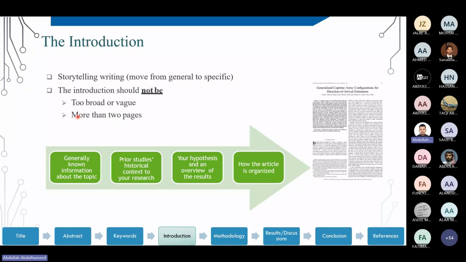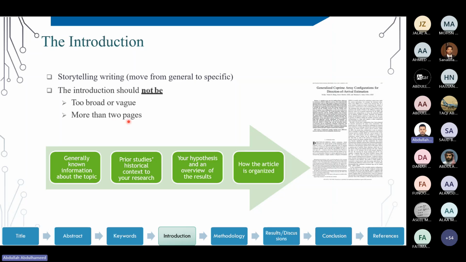The introduction should not be too broad or vague, and also not more than 2 pages. This is very important. If your introduction is too broad, it is like you are writing a book, or maybe an article in a newspaper or magazine. So please move from general to specific. And the second thing is, you cannot make it more than 2 pages. It will be too long. The best introduction, I would say, is 3 to 5 paragraphs. Maybe 4 paragraphs, and 5 is the maximum.